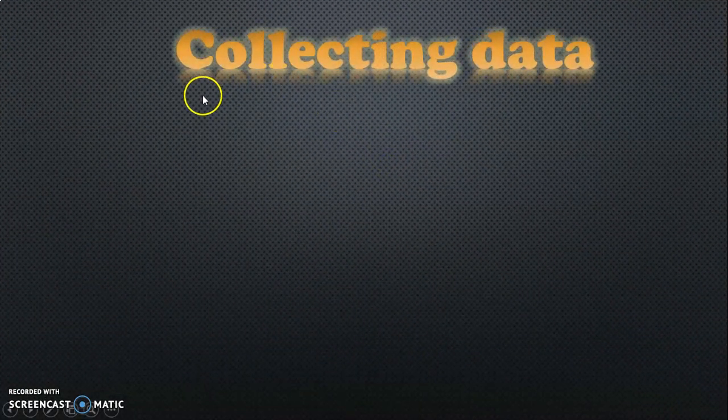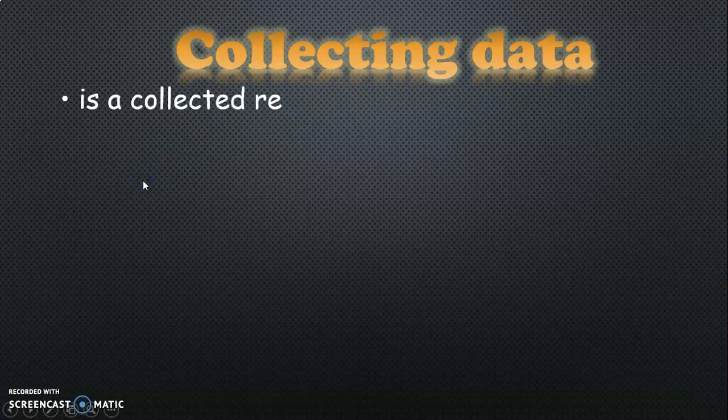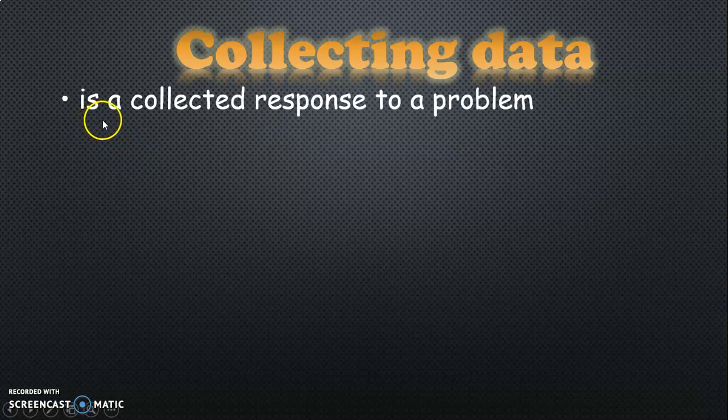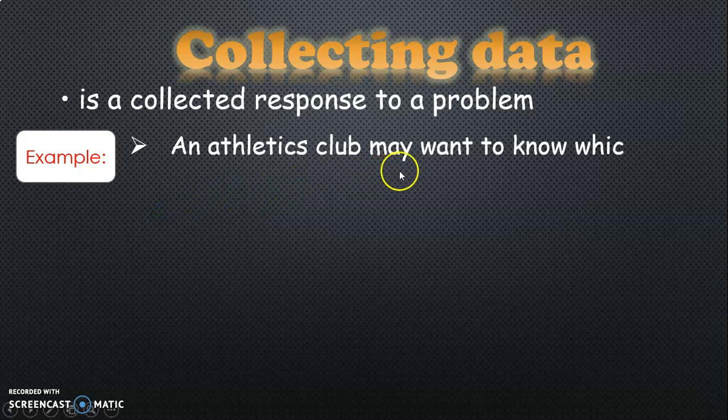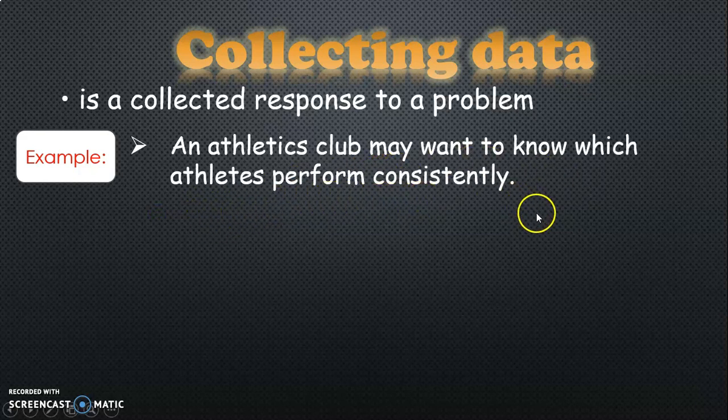Next one is what we call collecting data. Collecting data is collecting responses to a problem. For example, an athletics club may want to know which athletes perform consistently. So in order to know, it needs to collect data. Then it will know which athletes perform consistently.